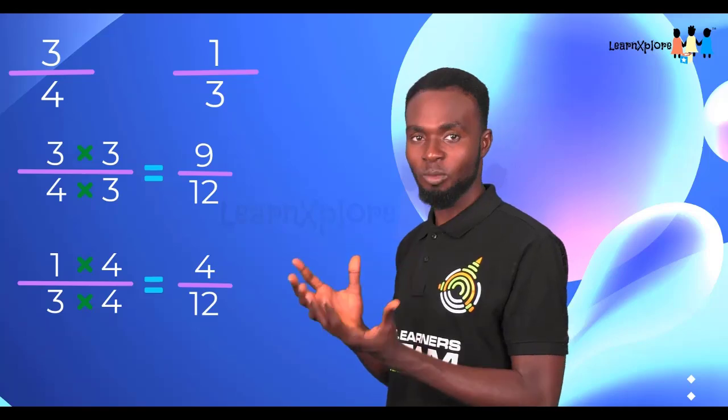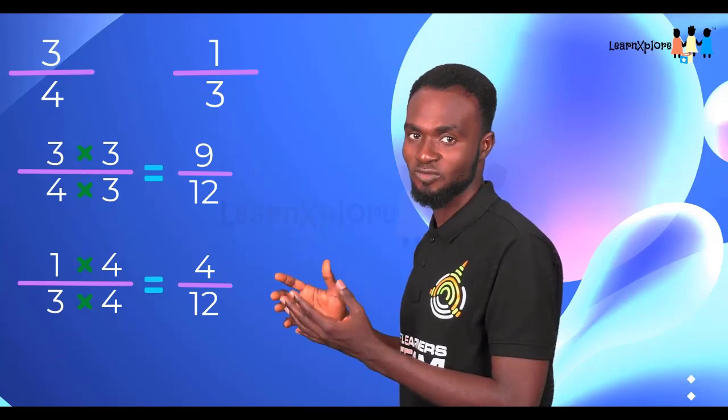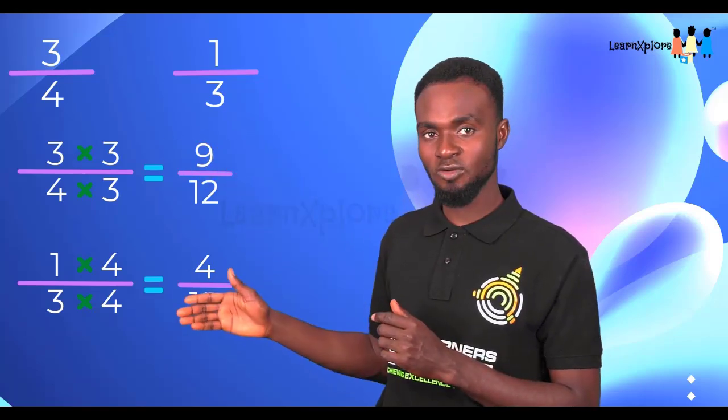Now we found a common denominator, which is 12. For the first fraction, we now have 9 over 12, and the second one will have 4 over 12. Having done that, you check which of the fractions has the greater numerator. Obviously 9 over 12 is greater than 4 over 12.